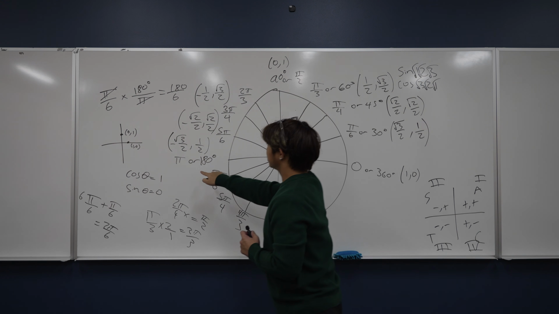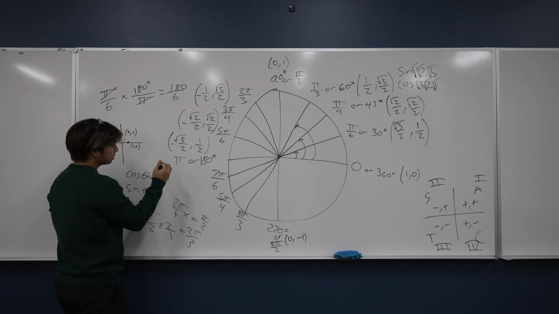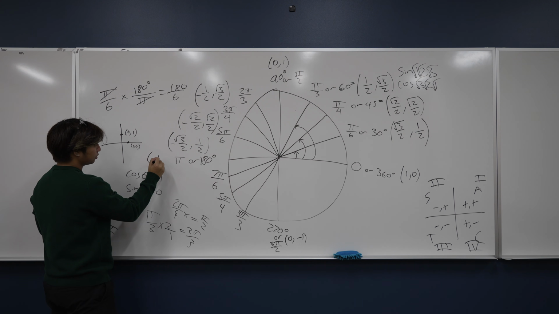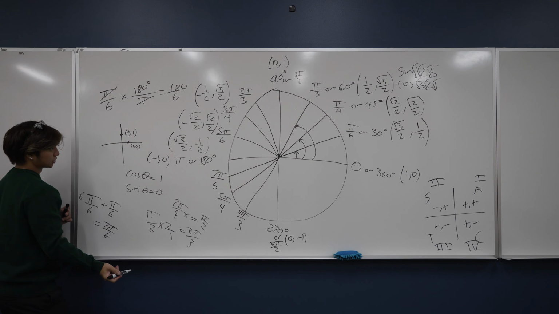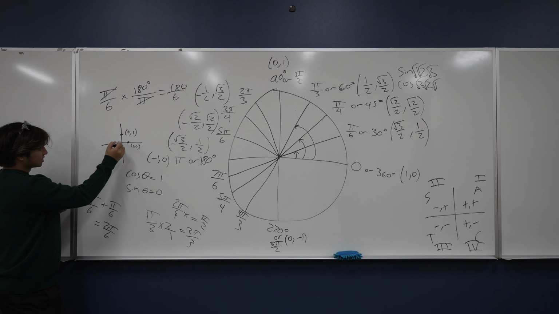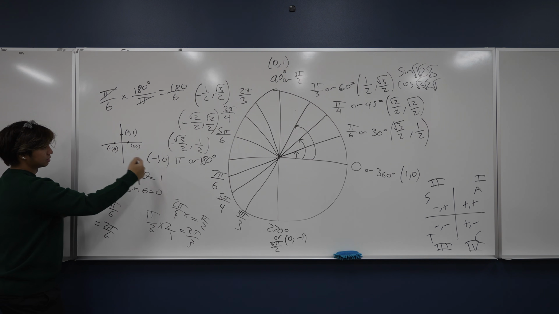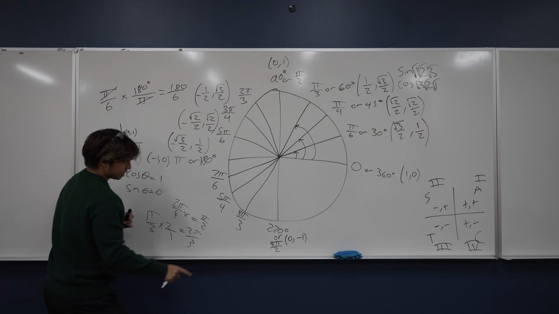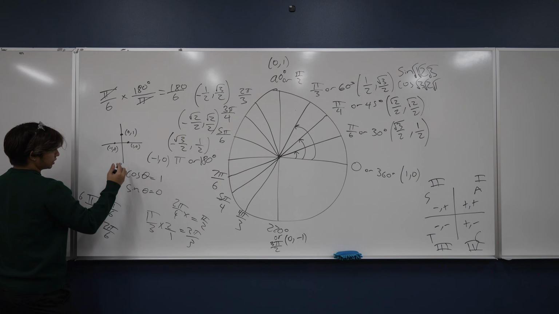Oh, sorry, I didn't even do this one yet. So pi is just negative 1, comma, 0. Because imagine I was graphing, we did 1, comma, 0, and 0, comma, 1. Now it's negative 1, comma, 0, because now we're on this side. And now 270 was 0, comma, negative 1. So here, this is 0, comma, negative 1.